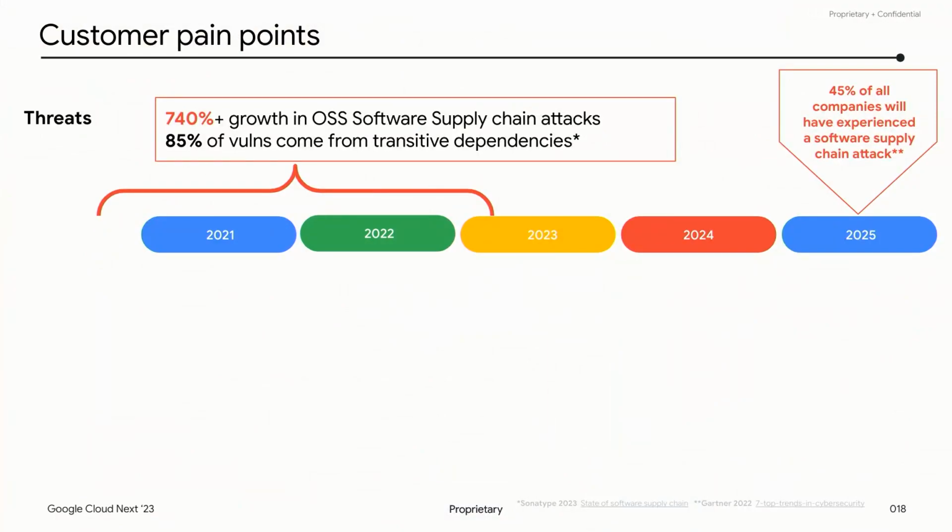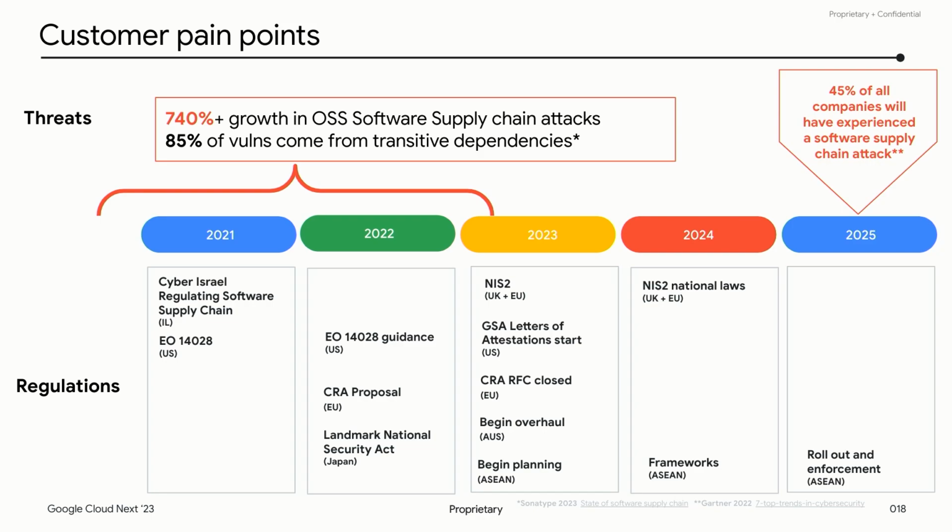And just to hear both what we've heard from Mandiant and also directly from our customers about the pain points around this, we see that there is a 7x increase in open source supply chain attacks, and likewise, that 85% of vulnerabilities are in these transitive dependencies. And I mentioned earlier that by 2025, nearly half of organizations will experience an attack.